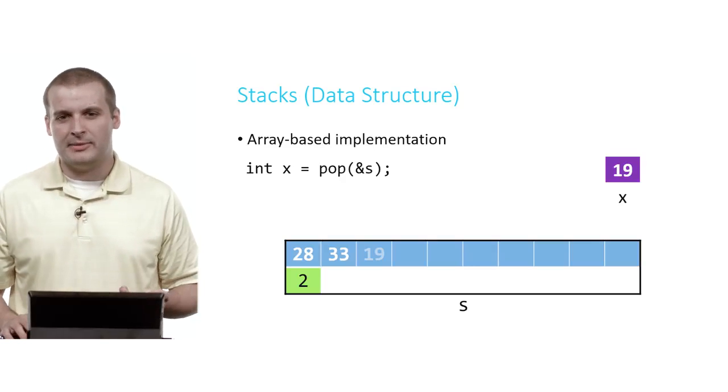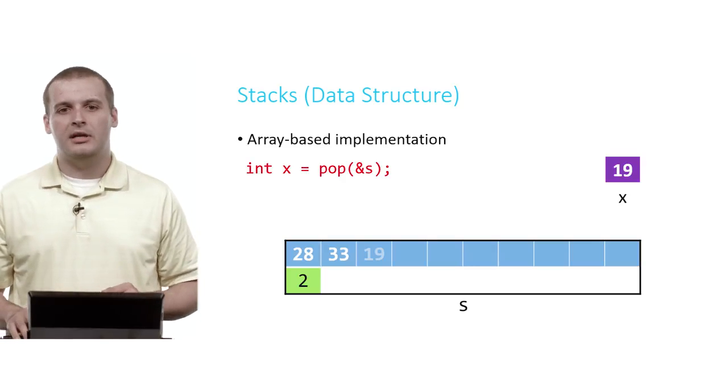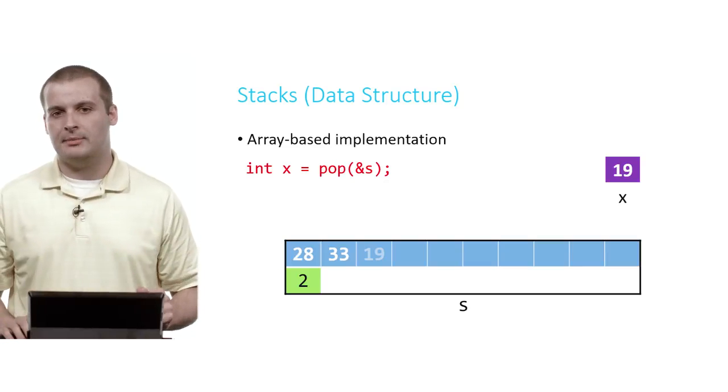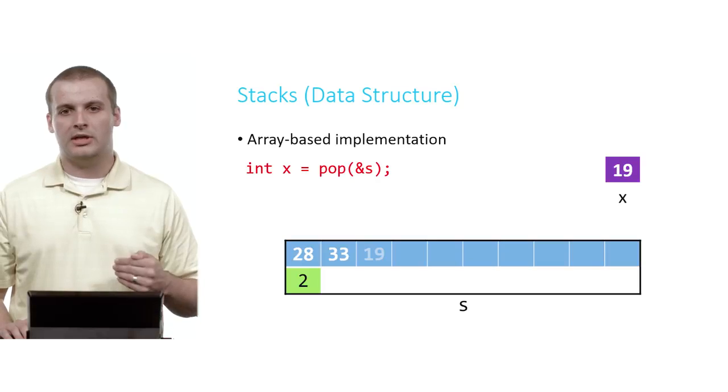All right, so that's pretty much it. That's all we need to do to pop an element off. Let's do it again. So I've highlighted it in red here to indicate we're making another call. We're going to do the same thing. So what's going to happen? Well, we're going to store 33 in X, and we're going to change the top of the stack to 1.